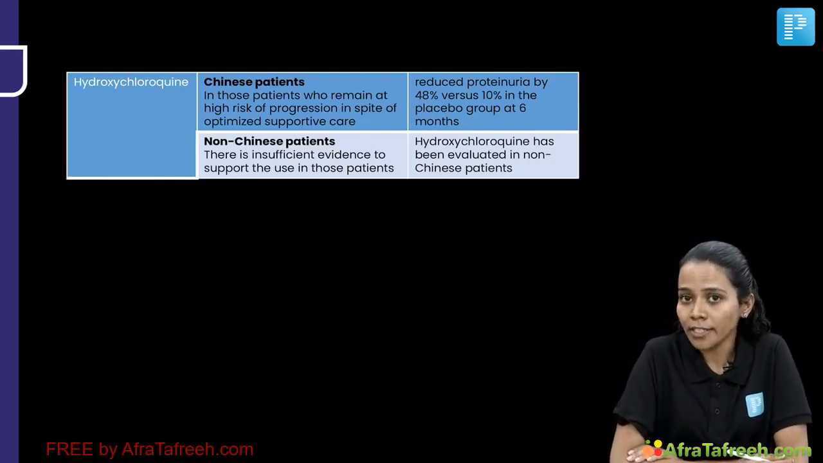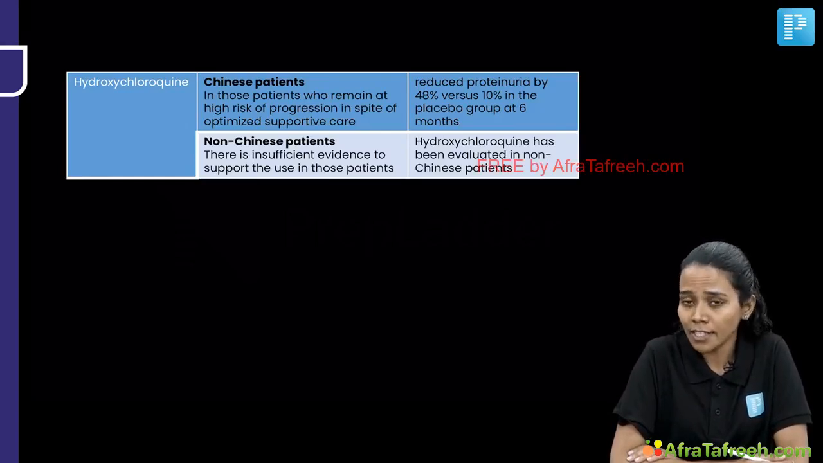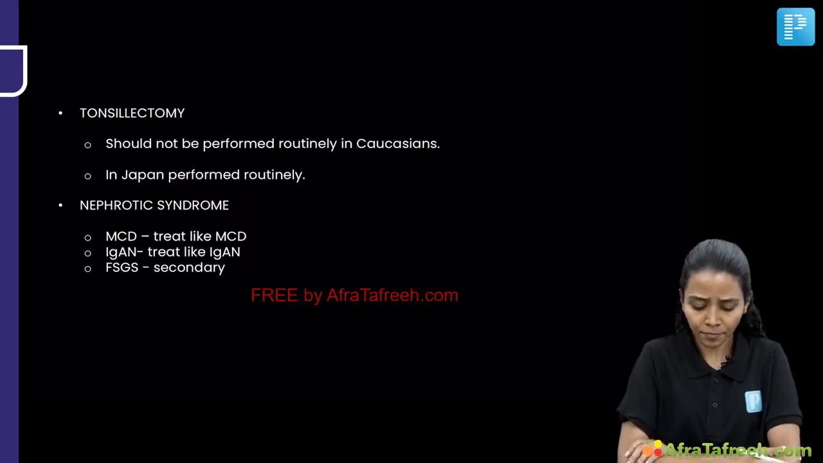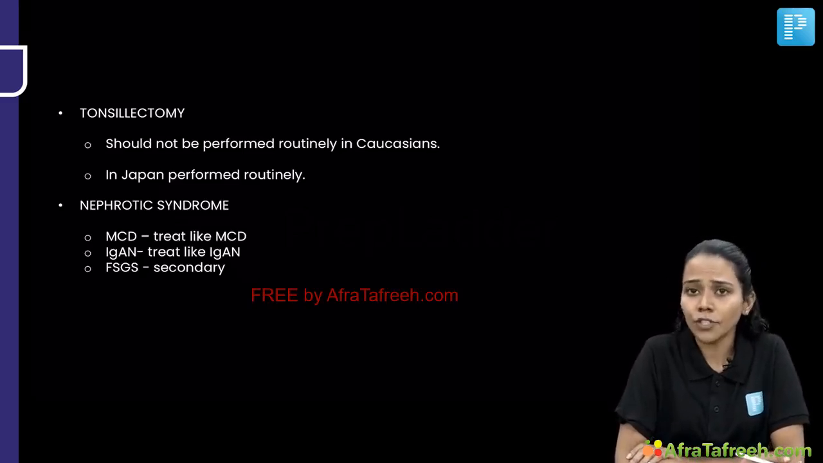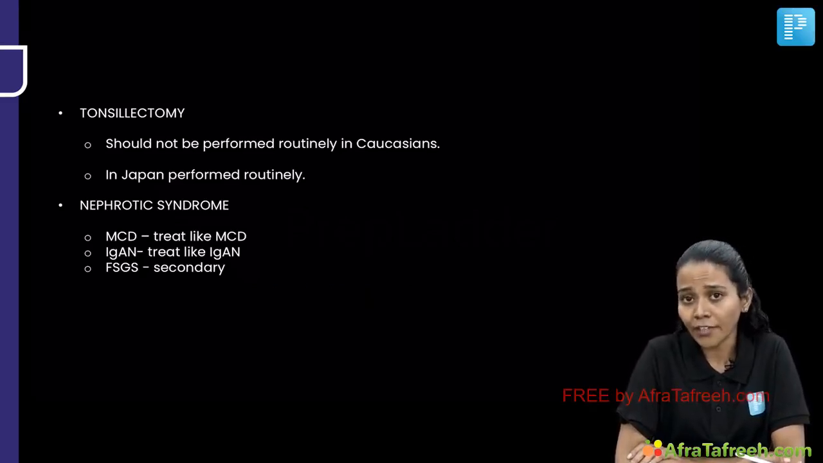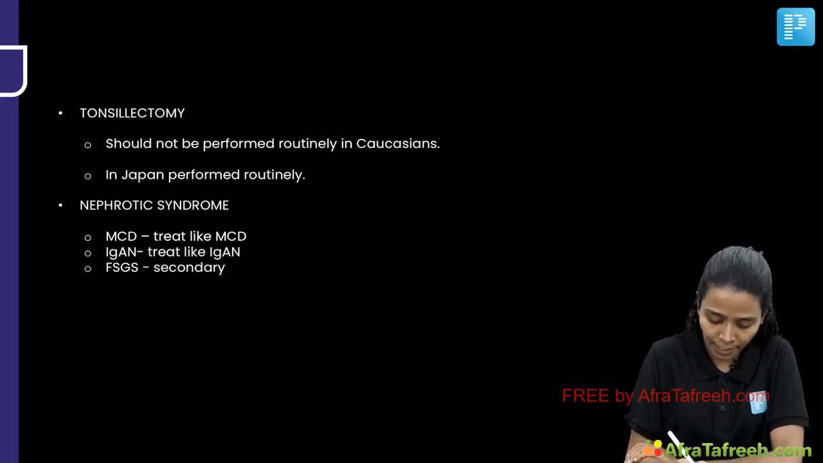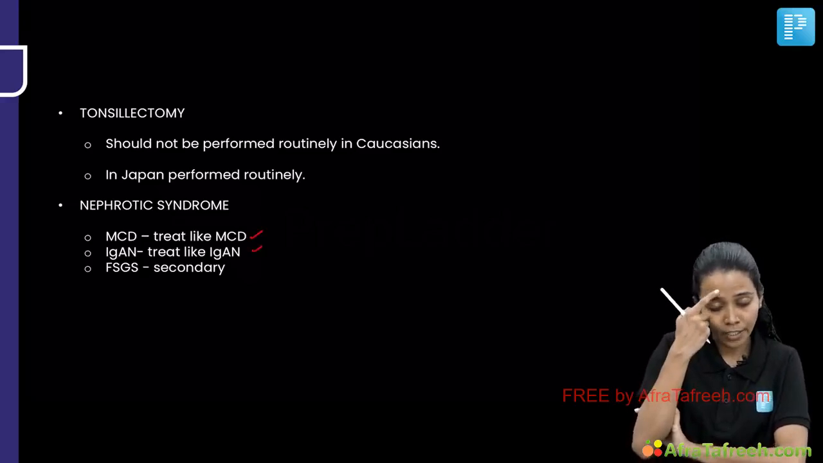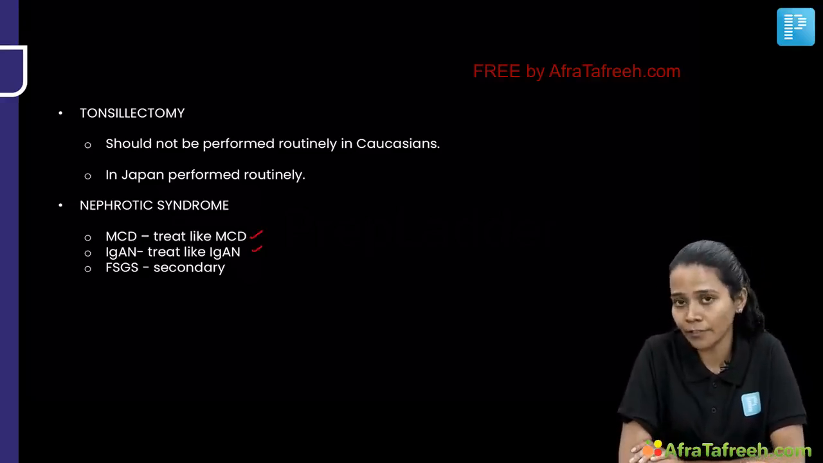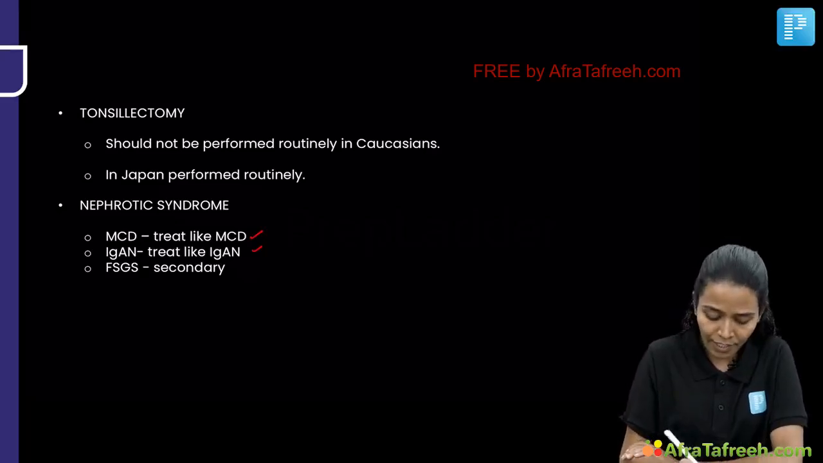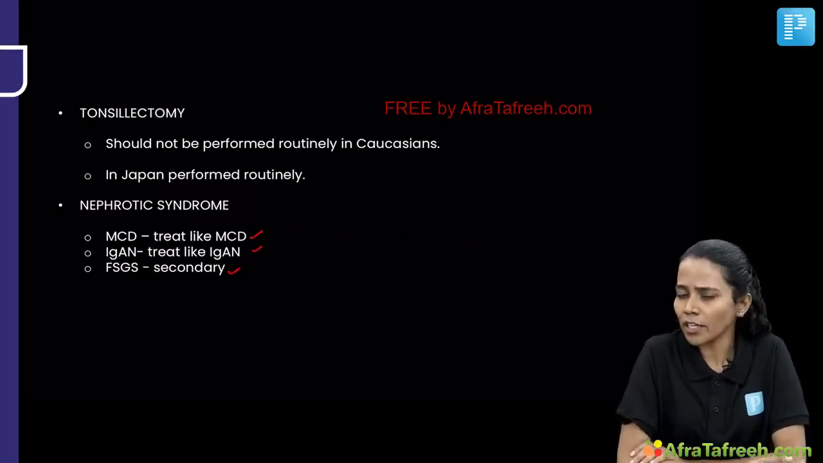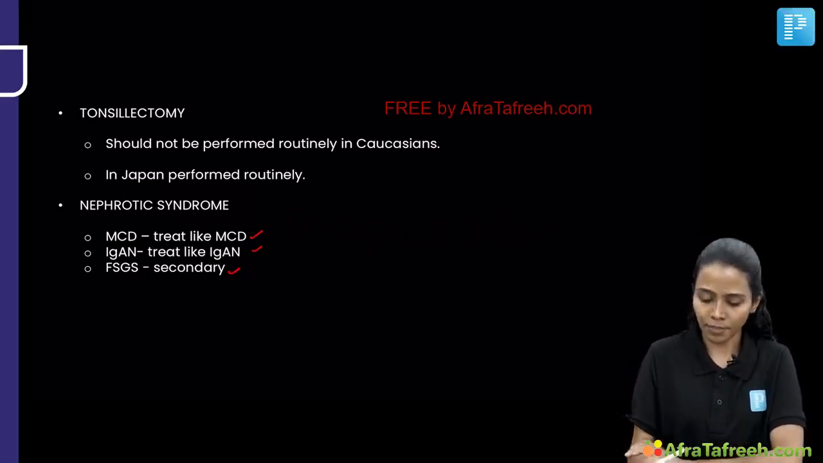However, all these things will not replace supportive care, like lifestyle modification and giving maximum hypertension treatment with ACE inhibitor/ARB and controlling the blood pressure. We should go behind all these things. Another thing is tonsillectomy, which should not be routinely done in Caucasians. However, in Japan, it is done routinely. And if they have nephrotic syndrome, if it is presenting like MCD, treat like MCD. If only IgA nephropathy is found in the biopsy with nephrotic syndrome, treat as IgA nephropathy. If it is FSGS, then it is generally secondary. So again, supportive treatment is the treatment of choice.